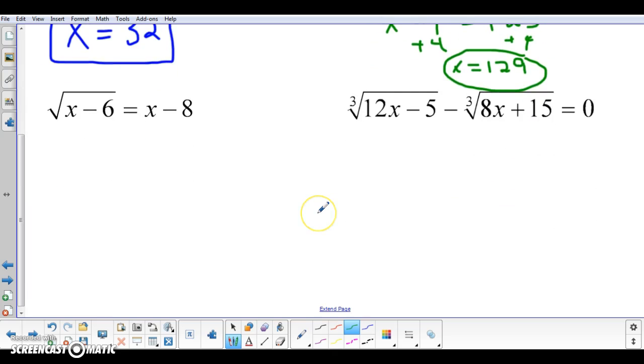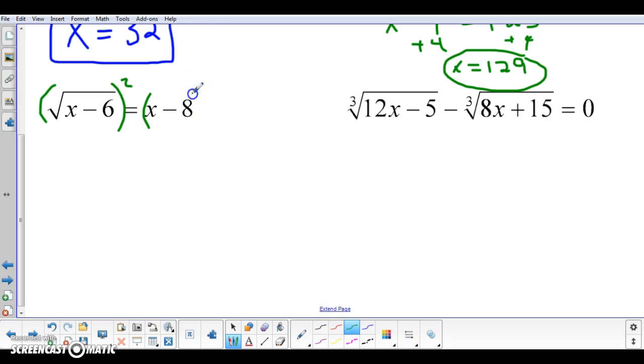Let's move on to some things that might be slightly more difficult. So when I have a square root, the idea is to get the square root by itself and then square both sides, cube both sides, whatever it might be. So in this case, I have the square root of x minus 6. It's by itself. This equation is ready to be squared. The tricky part is this.